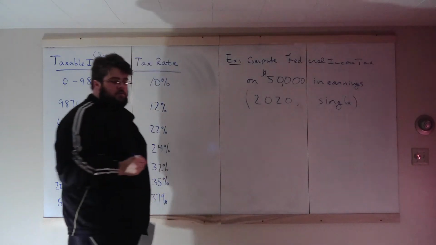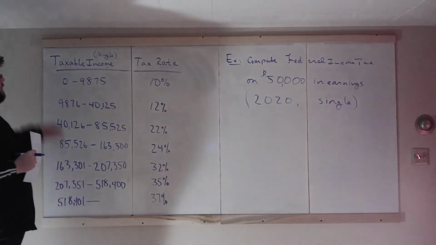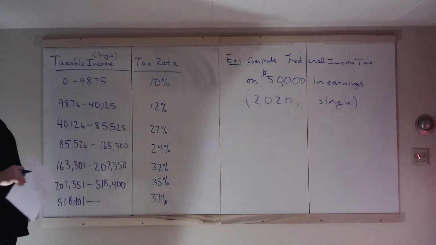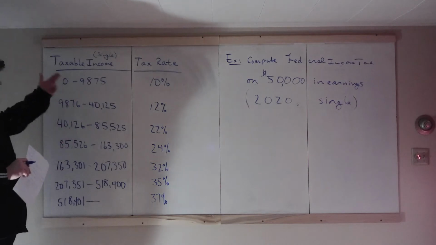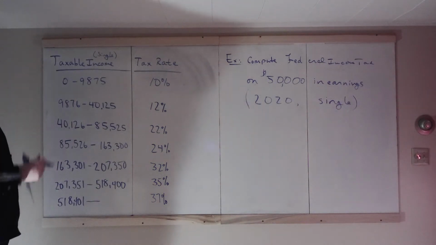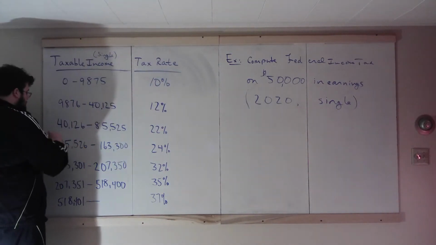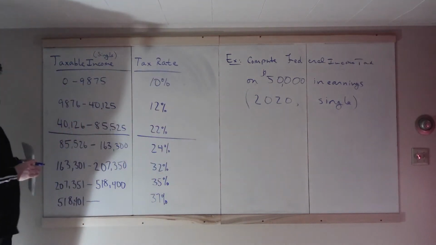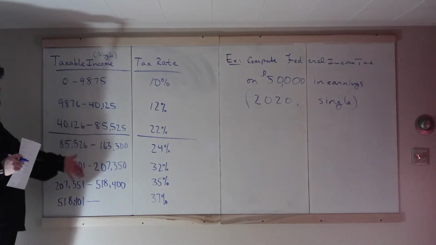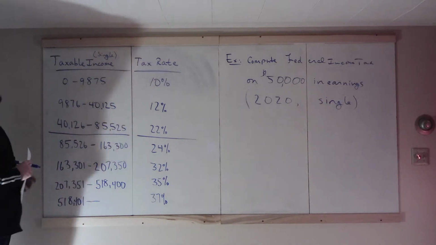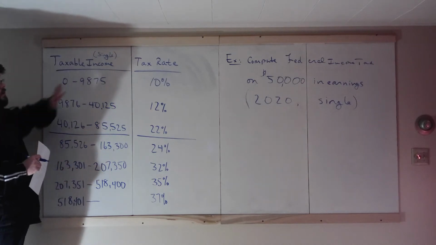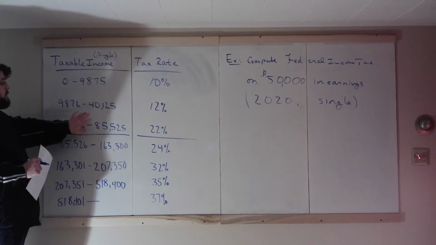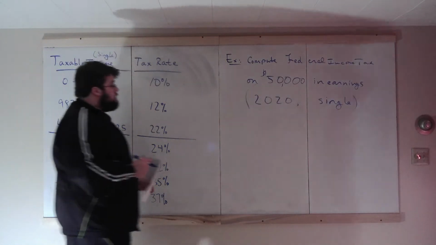Well, to do that, all we have to do is take this $50,000 and break it into the sub-incomes on which it's taxed 10%, 12%, 22%, and so on. Now notice, $50,000 in earnings is going to break off here. So you're not going to have anything taxed at 24%, 32%, 35%, or 37% because you earn $50,000. Part of that is going to be taxed at 10%, part of that is going to be taxed at 12%, and part of that is going to be taxed at 22%. And well, how can we do this?